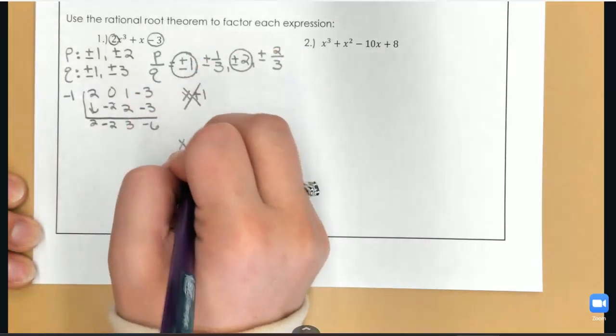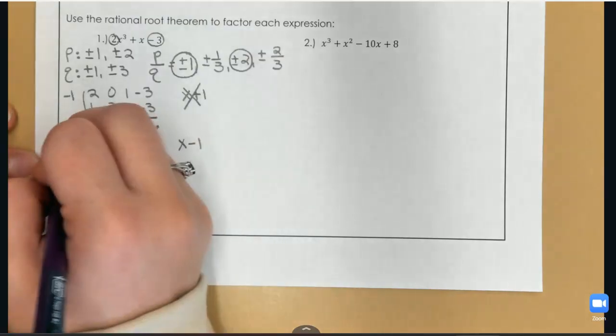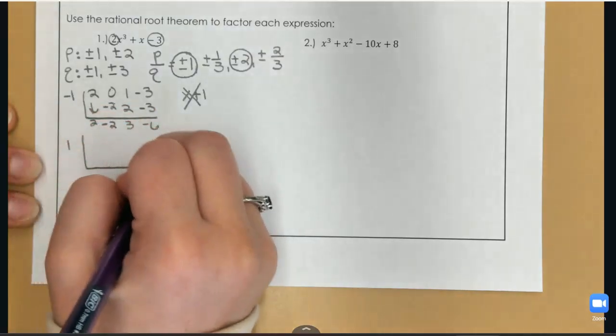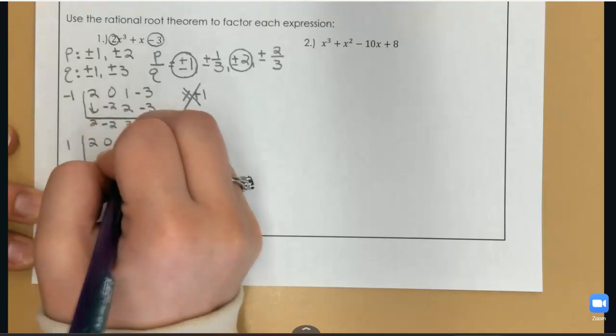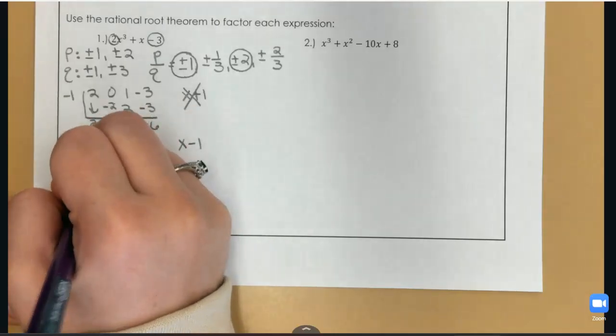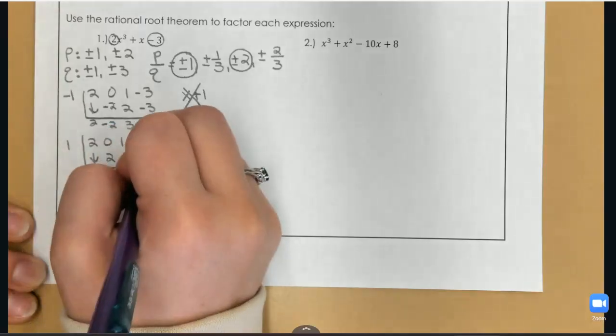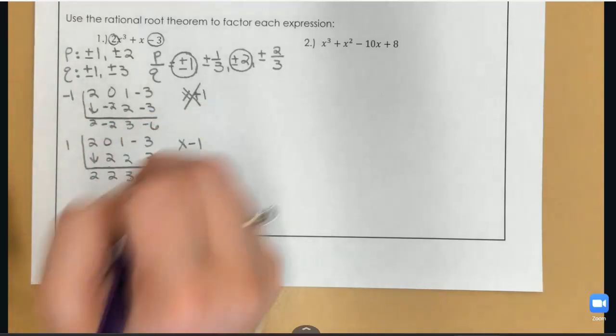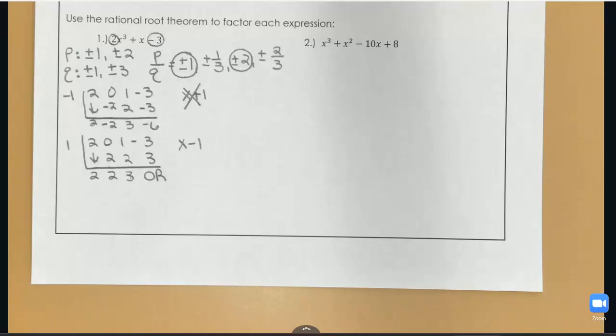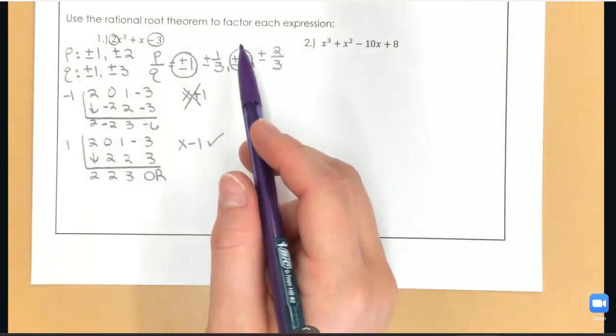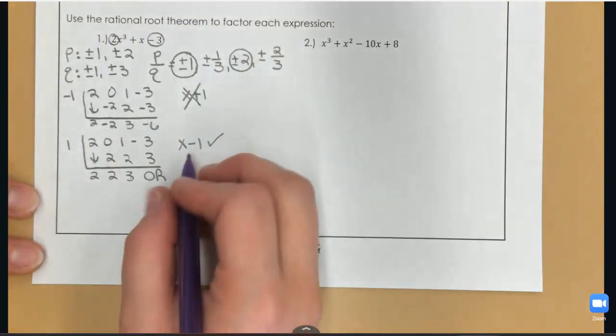Now let's try x minus 1. If I did positive 1 on the outside, the insides are still the same. And look at that. I got a remainder of 0, so that means x minus 1 is the factor. If this had not worked, we would have gone on to test positive 2 and negative 2.